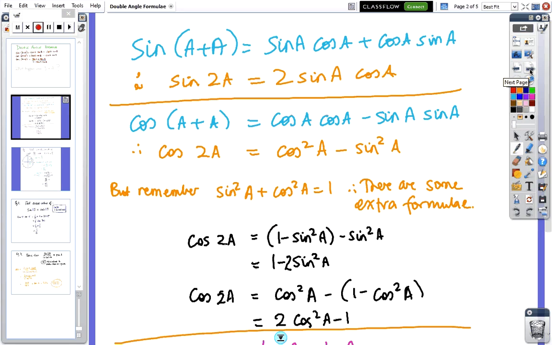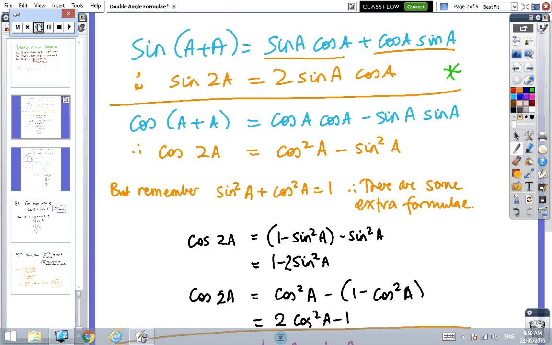Okay, so when A and B are the same thing, you get 2A. If you have a look at the formula, I've got sine A cos A, sine A cos A, so I've got two of the same things. So that's the first formula. When you have sine 2A, you have 2 sine A cos A. And again, you're going to have access to a cheat sheet.